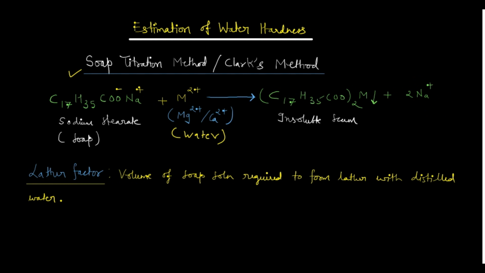So what is the method actually? For this you need to know the lather factor. Lather factor is nothing but the method of minimizing the error. See, whatever method we adopt, in all the cases, whether you are calculating your temporary hardness or your permanent hardness, anything you are doing, you need to consider this lather factor, and this lather factor is used to minimize the error. So if you subtract this value of lather factor from the original volume of the soap solution which will be consumed by the water sample, this will minimize the error.